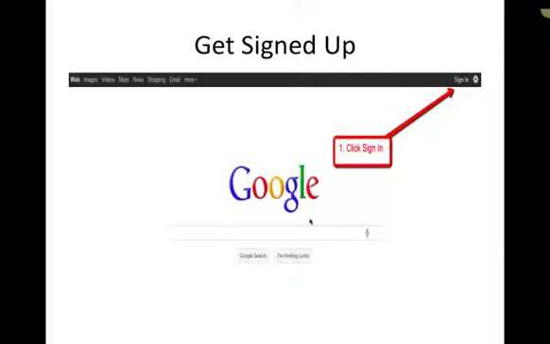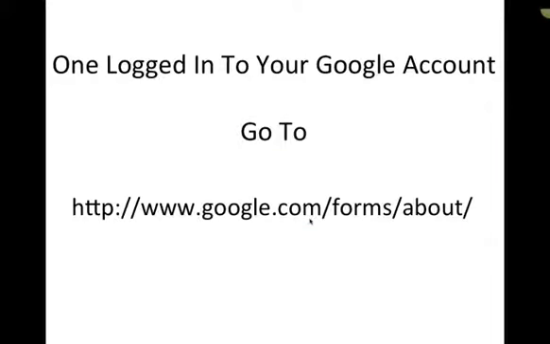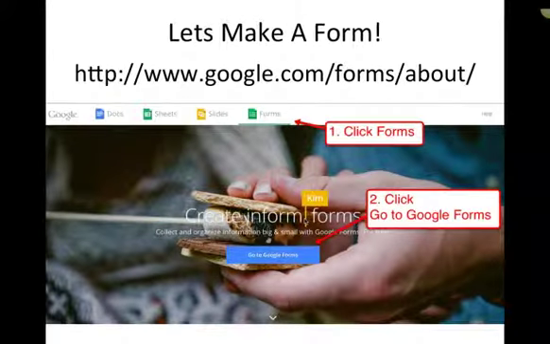Okay, so all you need to do to get started is sign in or create an account. Of course, if you already have an account, just log in. Then once you're there, go to google.com/forms/about, and it's going to take you to this page right here.